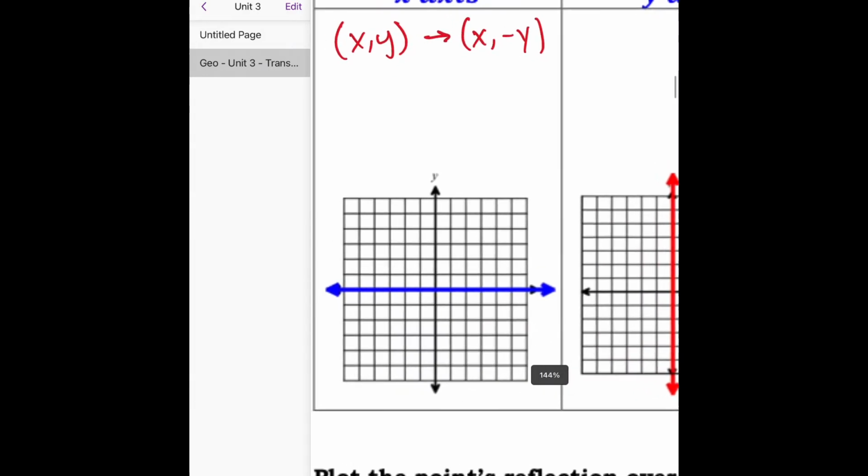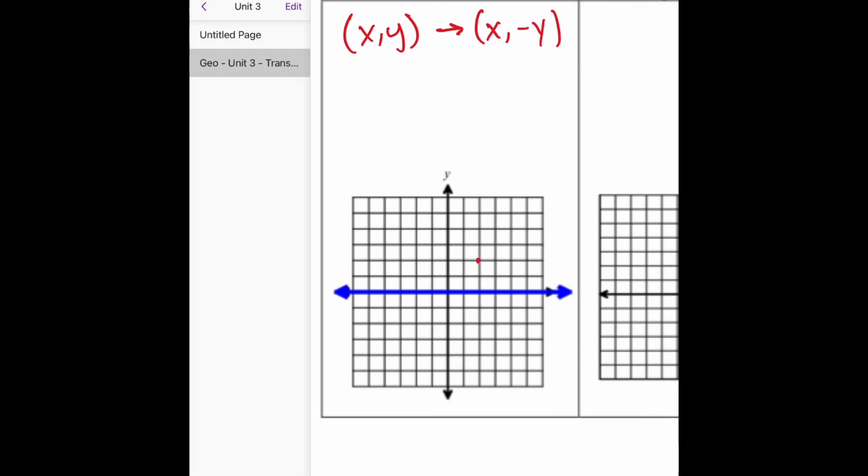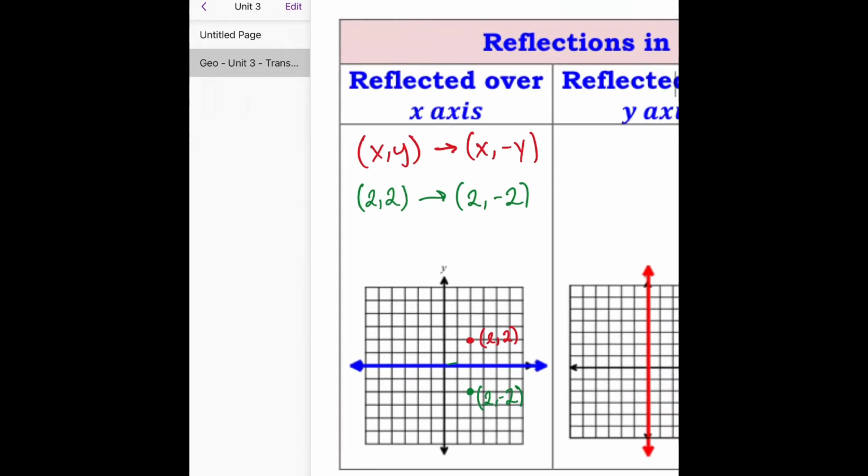So for example, I have my coordinate plane down here. If I plot this point, that point is at 2, 2 on the xy plane. And if I wanted to reflect it across that blue line, that x-axis line, I'm going to change the sign on my y. So my point 2, 2 would become 2, negative 2. I'll just change the sign on the y. And if I plot that point, I go 2, negative 2. That is my reflected point. And that is a reflection on the x-axis.